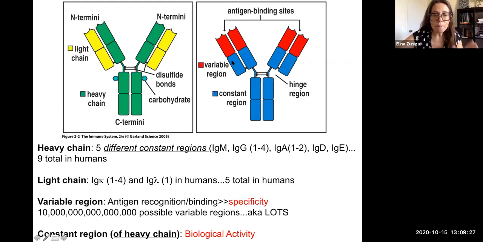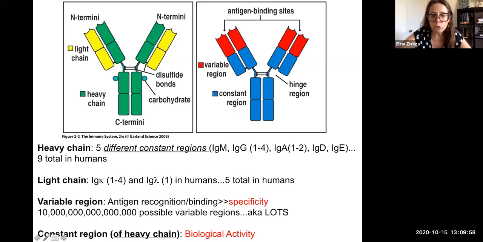So now the variable region of any of the 2 chains is what will determine the antigen binding site, and therefore will determine the antigen recognition, antigen binding, and the specificity of that particular antibody. And so there are millions of specificities in our body, again, for antigens that we haven't seen yet.